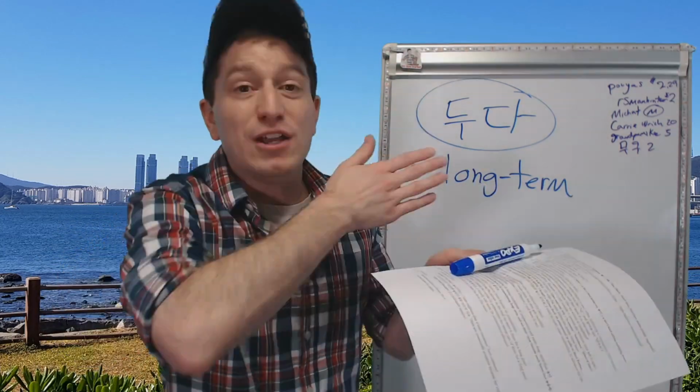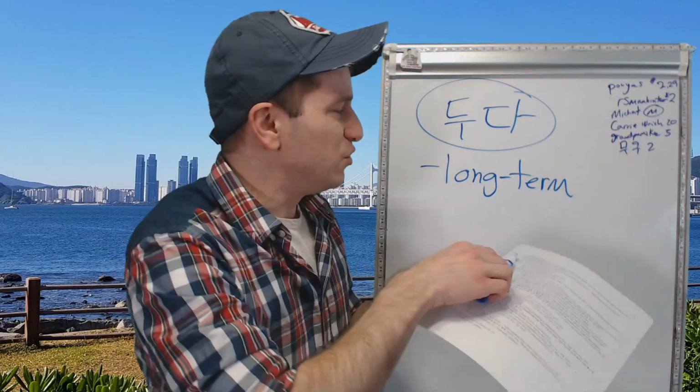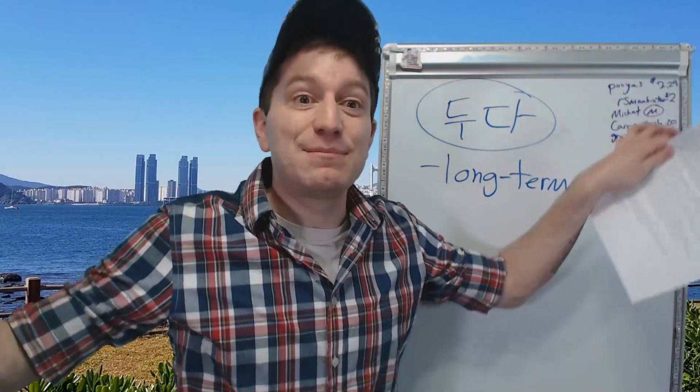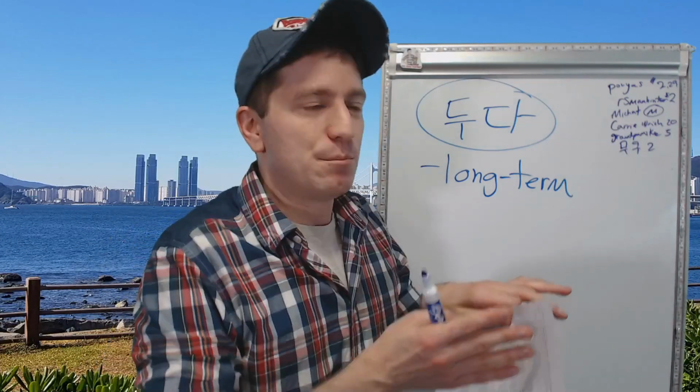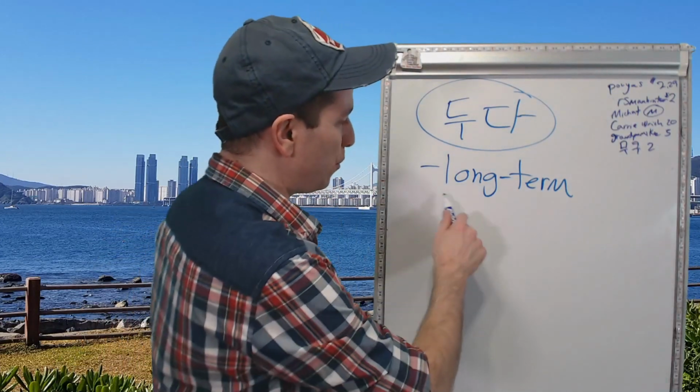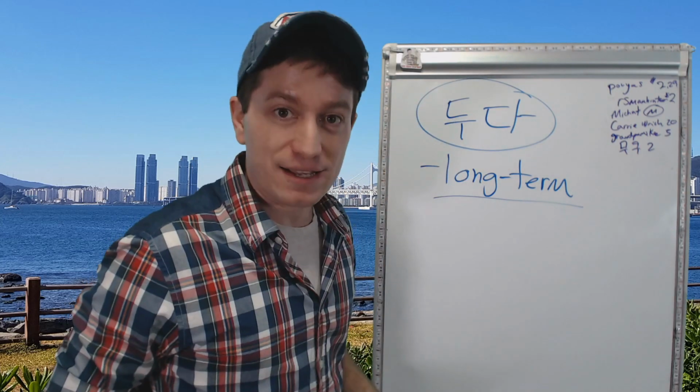Like you're keeping it. 열어놨어요. I opened the window. Well, now it's open. I left it open. 열어두다. I'm opening it and I'm keeping it open. So I'm doing it for later in preparation for something, but now it's to stay long term. So if you want to emphasize that something is long term, then you'll use 두다 instead of 놓다.